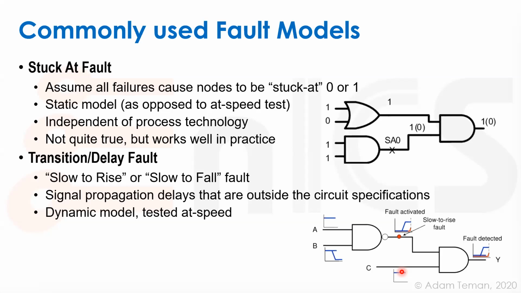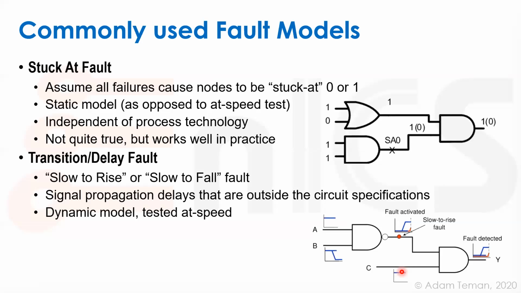Anyway, so this is the dynamic model. And since it's a dynamic model, we have to test it at speed, which means we have to run our circuit at the actual frequency it's going to run at, or else we're not going to catch these types of faults. And this has become a bigger problem in recent years. Now basically we do have to run this at-speed testing to find the transition and delay faults. It's not enough just to run a static stuck-at fault.